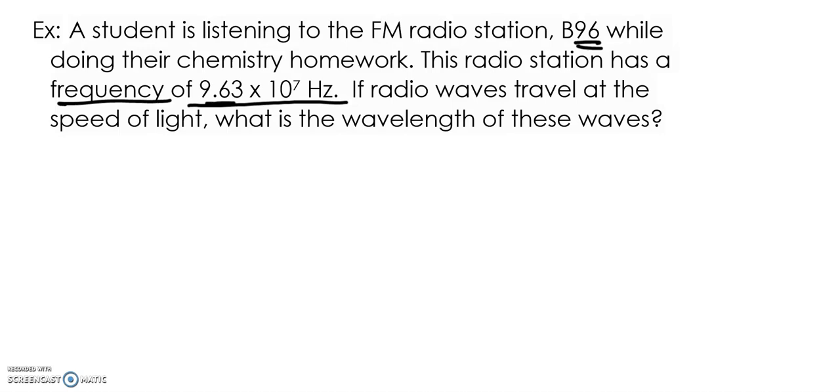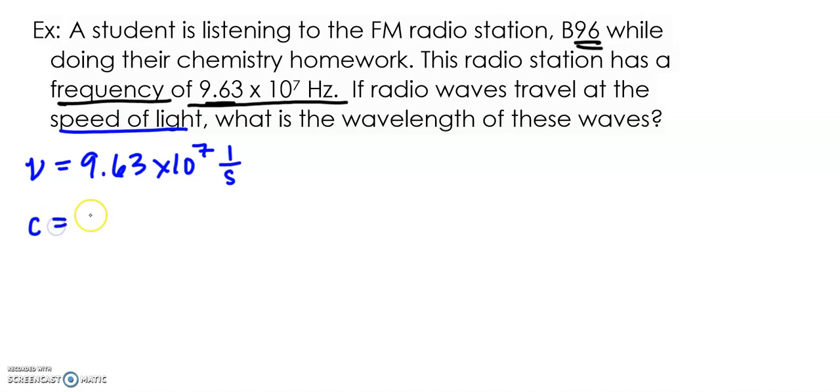So let's figure out what we know and what we're trying to find. We know the frequency. It tells me that I have 9.63 times 10 to the 7th hertz. Remember, hertz is 1/seconds, and I'm going to write it like that. It says if radio waves travel at the speed of light, well, that's that C, and it's just 3 times 10 to the 8th. So you'll be given that. You just have to know what to do with it. And then what's the wavelength? So I figured out what I knew and what I was trying to find. My equation is C equals wavelength times frequency. Now we want to solve for wavelength, that lambda there.